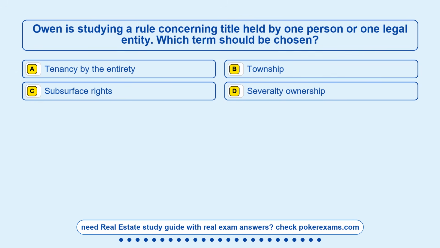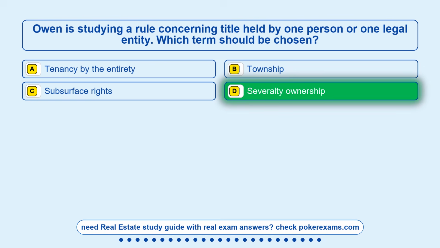Question 11. Owen is studying a rule concerning title held by one person or one legal entity. Which term should be chosen? Option A, a tenancy by the entirety. Option B, township. Option C, a subsurface rights. Option D, severalty ownership. The correct answer is option D, severalty ownership.